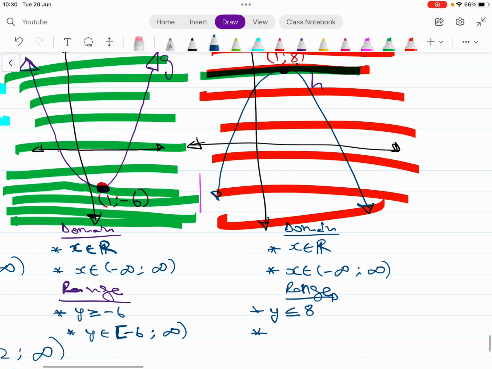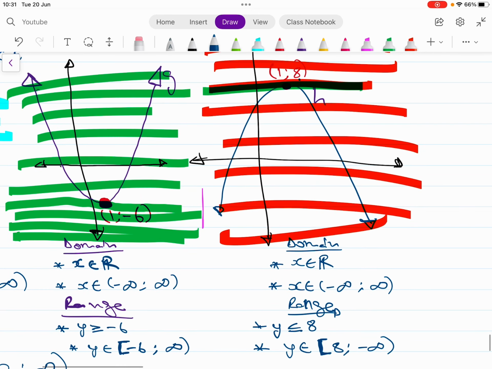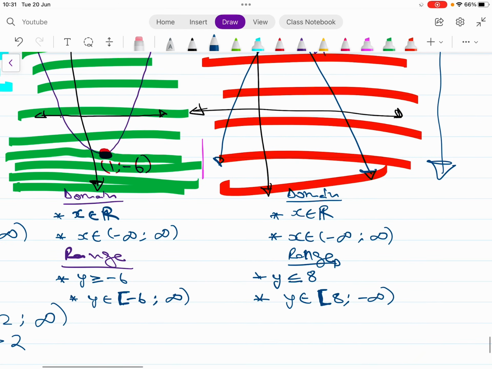Or alternatively, you can write it as y is an element of, you're going to use square brackets to show that you are saying from 8, including 8, and then all the way to negative infinity, not positive but negative infinity, because you are going downwards from +8. Okay, this is just 2 different ways of writing the same thing.